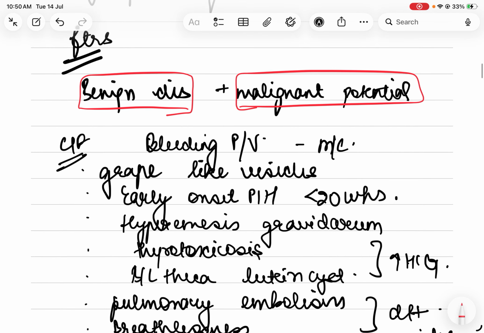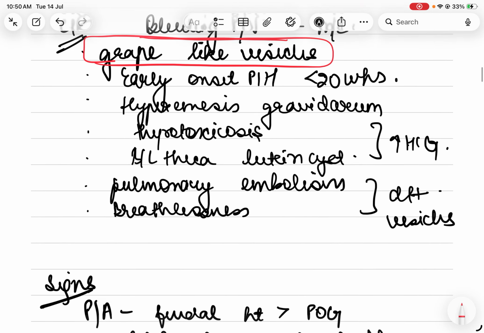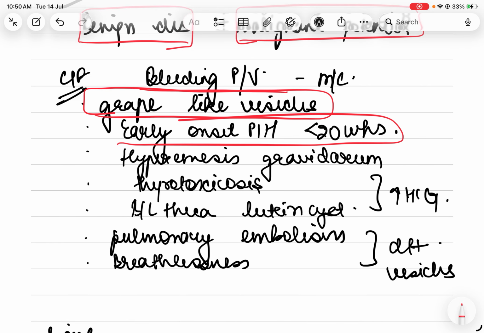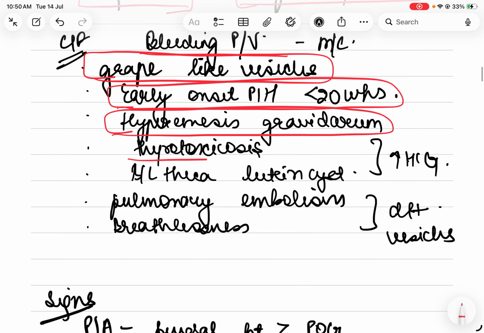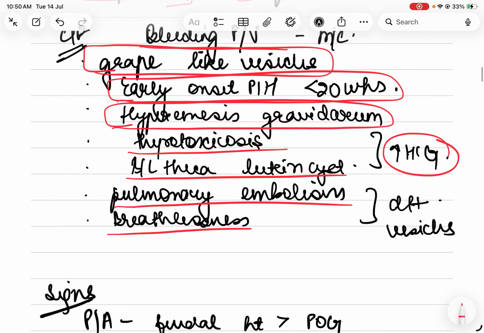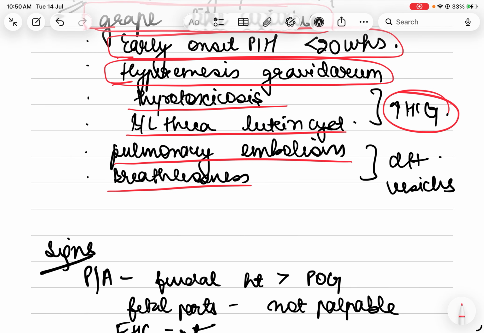Now the clinical feature will be bleeding, but the main thing you all know is grape-like vesicles. Early onset PIH and hyperemesis gravidarum. These three are very important points. Other than this, thyrotoxicosis, bilateral theca lutein cyst, pulmonary embolism, and breathlessness. There is increase in HCG, due to which thyrotoxicosis and bilateral theca lutein cysts will be there. Pulmonary embolism and breathlessness will be due to the vesicles.